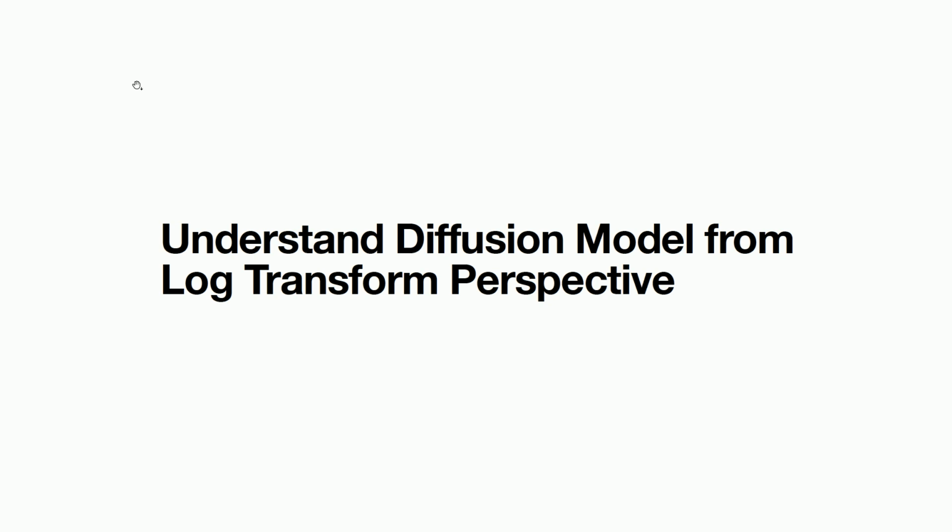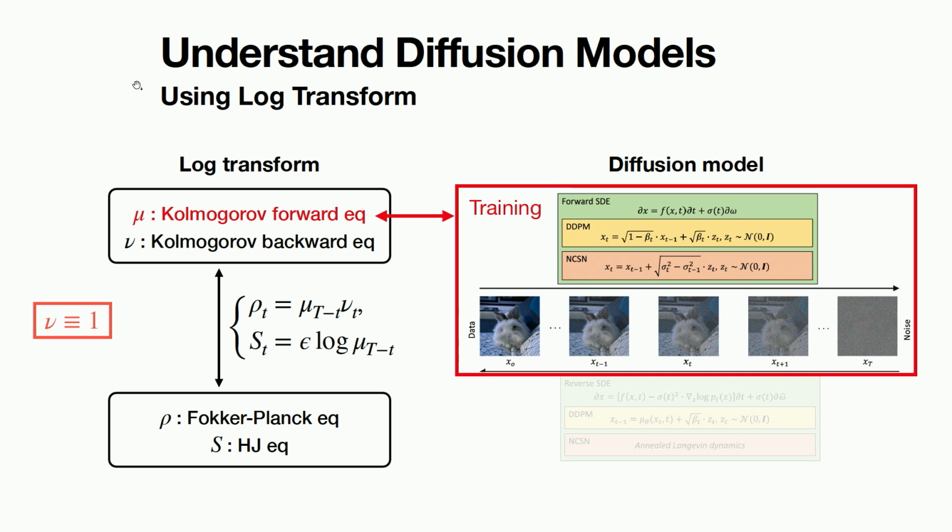Now, let me go into more detail about diffusion models from this log transform perspective. In the log transform perspective, you have two equations in the linear system. You have two equations in the nonlinear system. They are connected using the log transform.